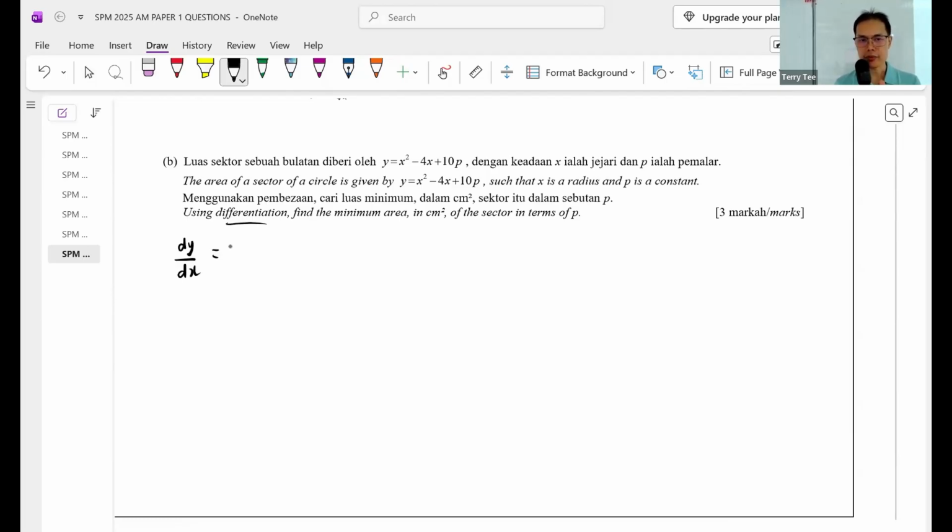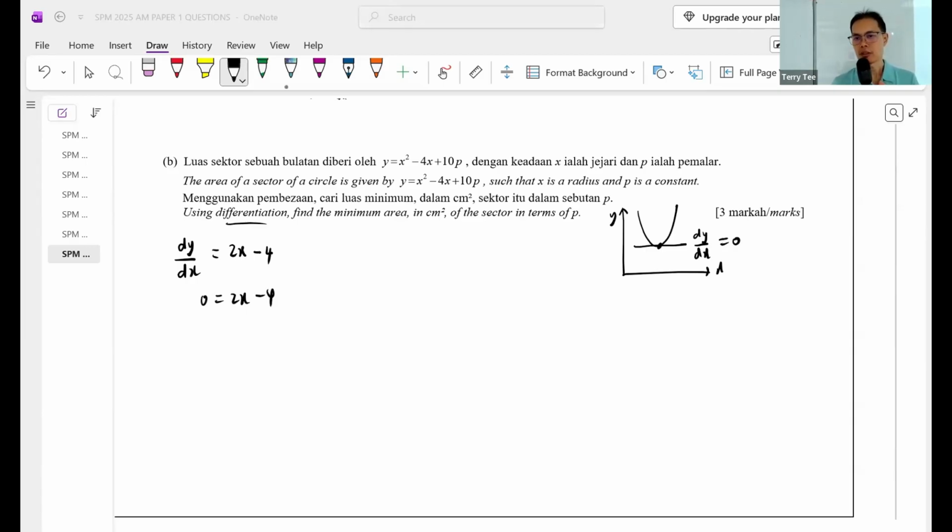Differentiate x squared, you get 2x. Differentiate negative 4x, you get minus 4. Okay, remember, minimum maximum happens when what? When your gradient dy dx equals to 0, right? You can draw a curve here. This is a y versus x graph. Okay, just do a rough sketch. At this minimum point, what's your gradient? Your gradient is 0. So we take dy dx, we replace it with 0. Okay, right?